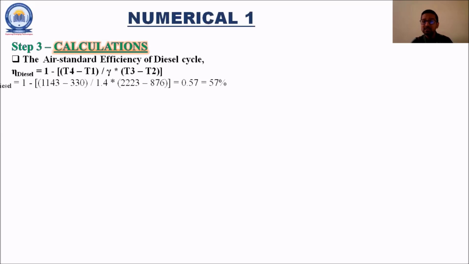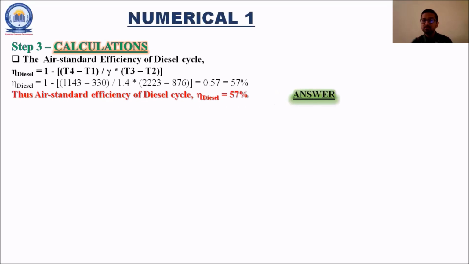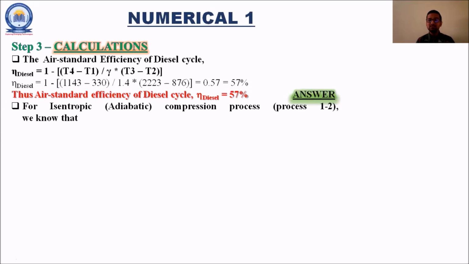Substituting these values, we are getting the answer eta diesel is equal to 0.57. Remember friends, the efficiency always needs to be converted into percentage and that must be in the round figure. So the first answer which we are getting, the air standard efficiency of the diesel cycle, eta diesel is equal to 57%. Let us proceed further. This was very easy to calculate.